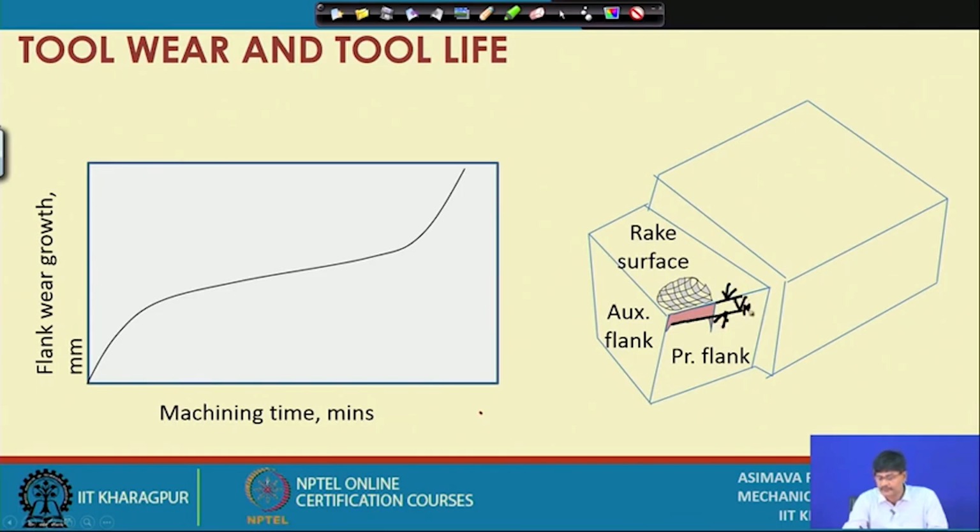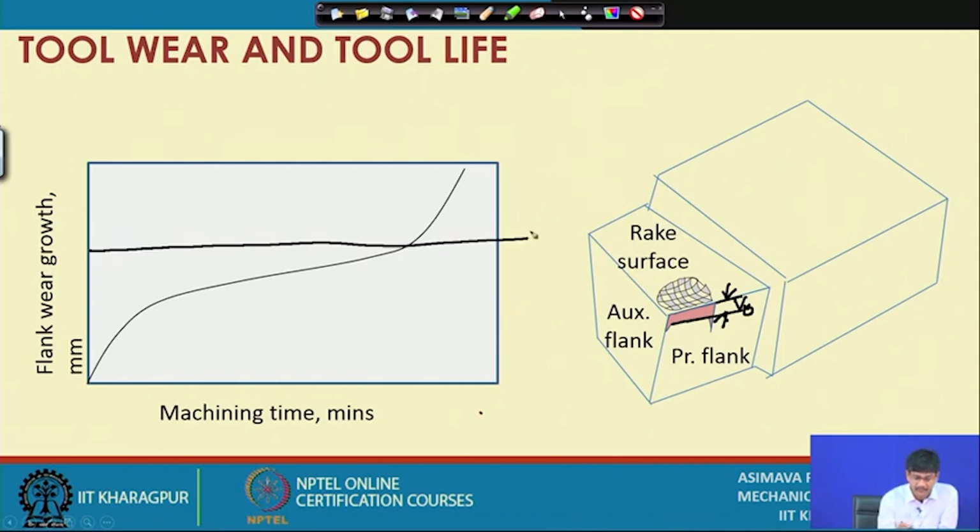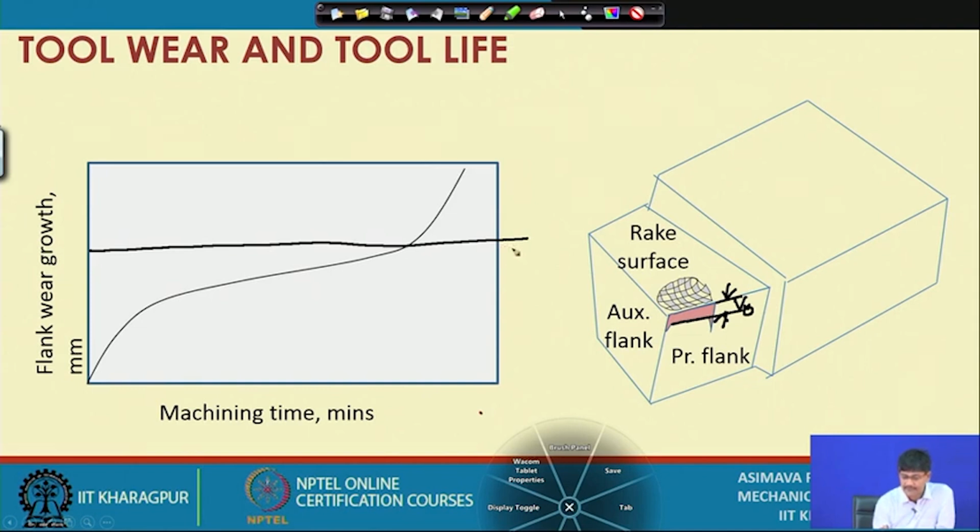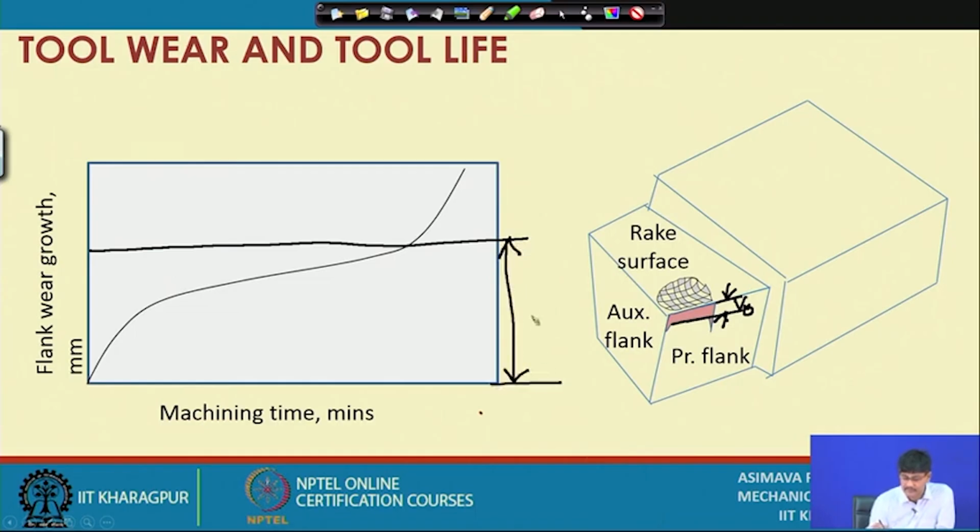So, if we find that this value has reached a particular limit, we generally avoid using the tool and send it either for resharpening, or we use another insert or another edge of the insert if it is of throwaway type. So, this value is generally restricted to 0.3 millimeters. Just imagine how small a value it is, but the cutting tool itself is very small, 0.3 millimeters.